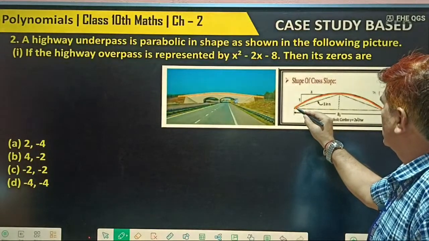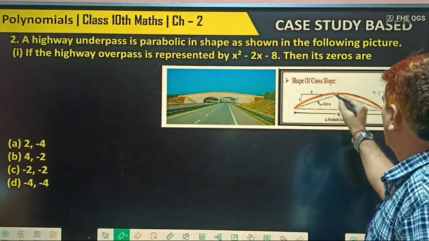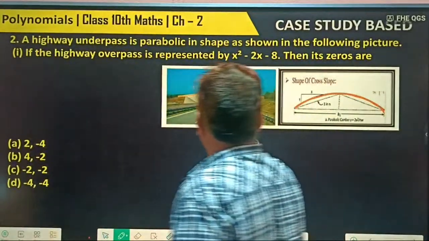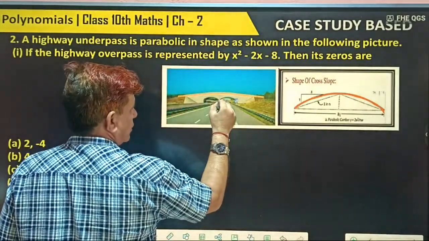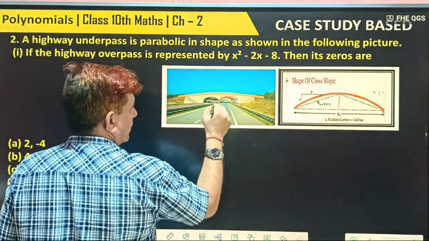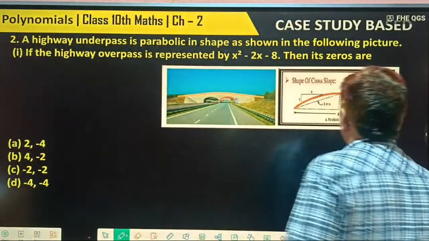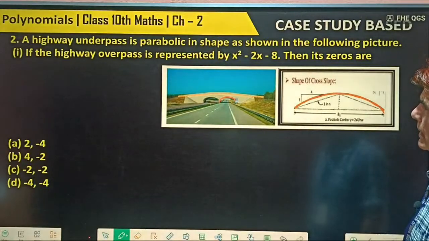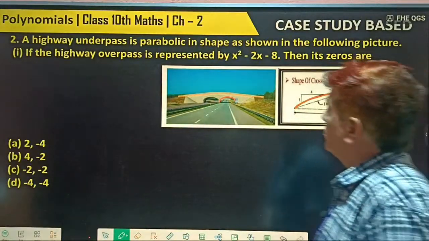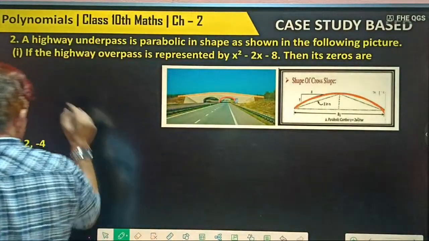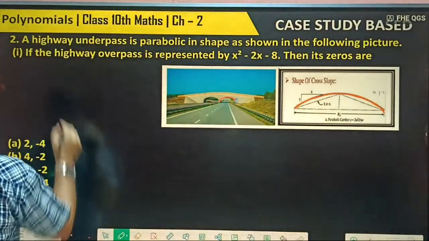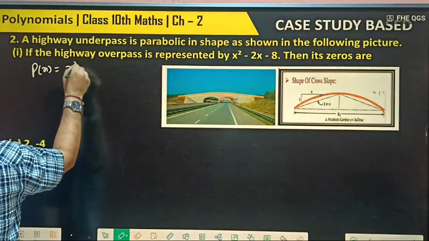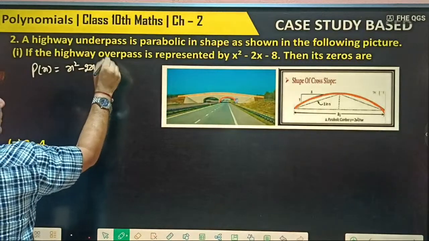So its shape is like this. Underpass is this, or you can look here. Understood, its shape is like this. If the highway overpass is represented by this equation, p(x), easily you can understand p(x) is x square minus 2x minus 8.